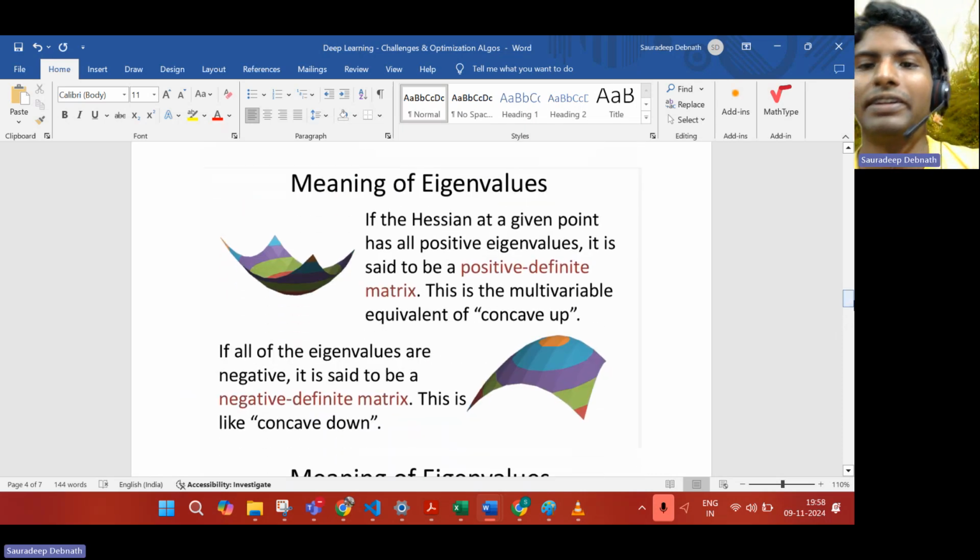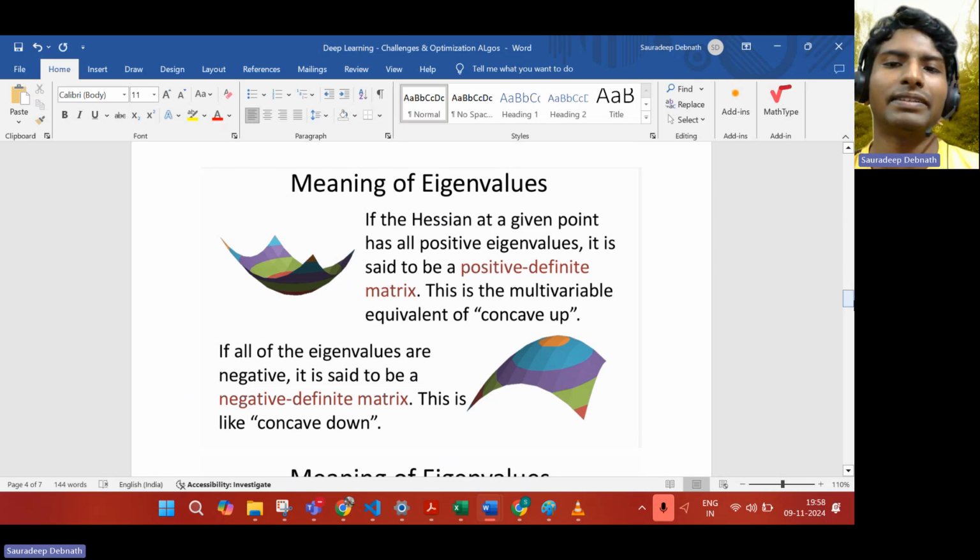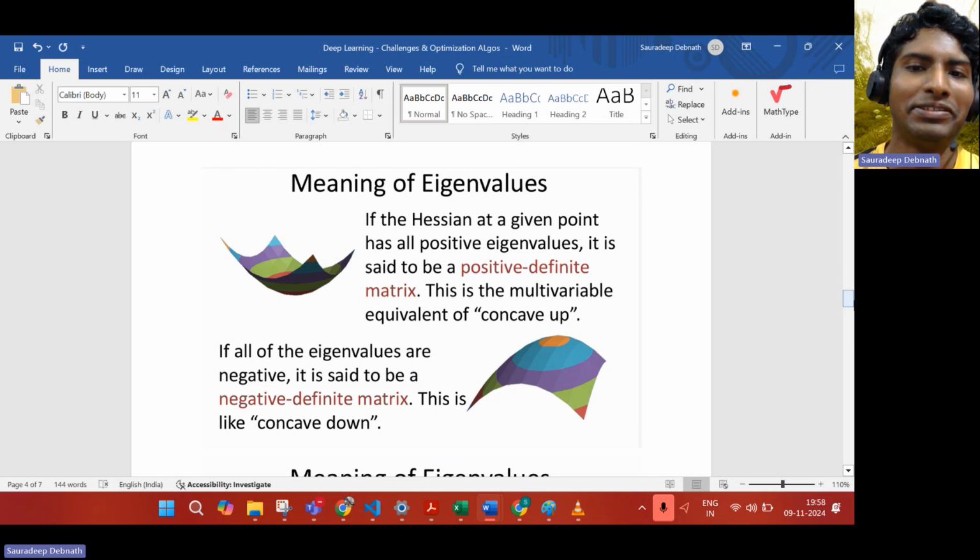Now, what all did we cover? We first covered Newton's method that takes the inverse of the Hessian, and then we covered eigenvalues, and specifically eigenvalues of the Hessian. Why did we cover all this? One reason was to get more insight into Newton's method. Another reason was to motivate why we need adaptive learning rates.